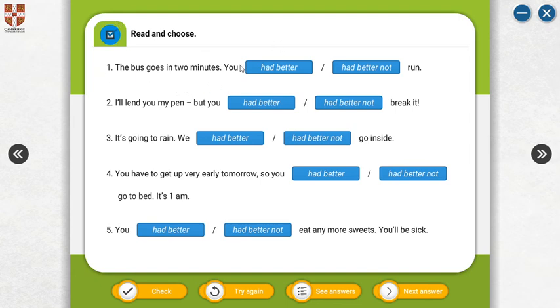The bus goes in 2 minutes. You had better run. I will lend you my pen, but you had better not break it. It's going to rain. We had better go inside. You have to get up very early tomorrow, so you, yes, had better go to bed. It's 1 a.m. You had better not eat more sweets. You will decide. You will be sick, excuse me.